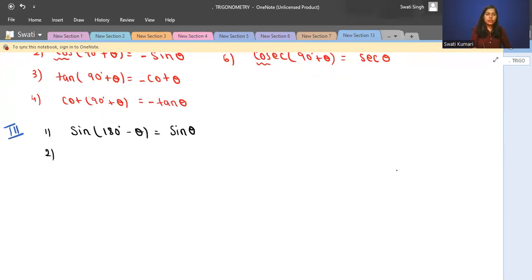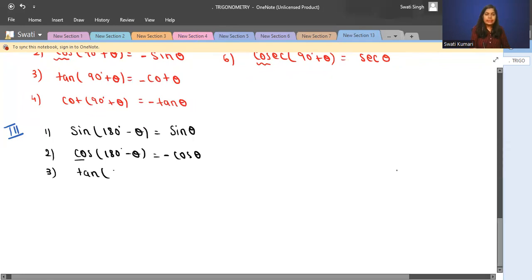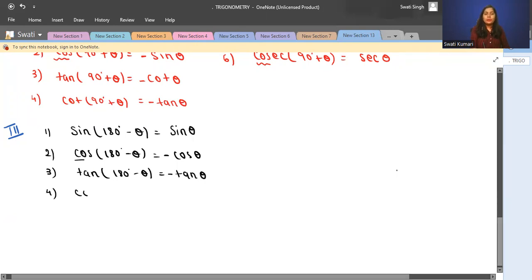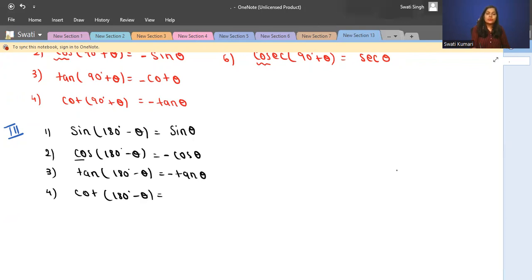Let us talk about cos. So cos of 180 degree minus theta, the trigonometric function is going to be cos only. But what about the sign? The sign is going to be negative. Why? Because cos in the second quadrant is negative. Next, tan of 180 degree minus theta. Tan is going to be tan only, but in the second quadrant tan is negative, so it's negative. I hope you understood this. So I'm going to write down the answer directly. Cot of 180 degree minus theta is going to be negative cot theta.